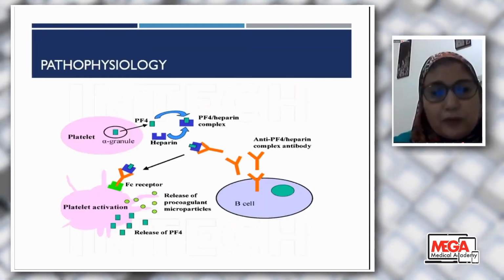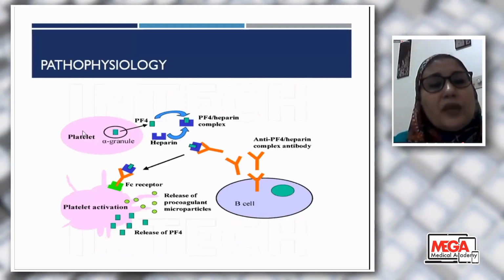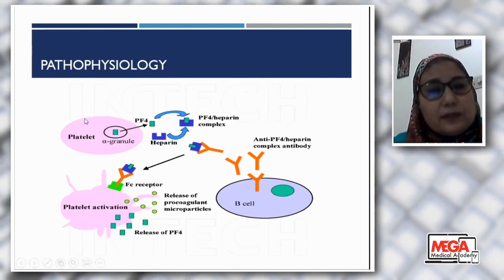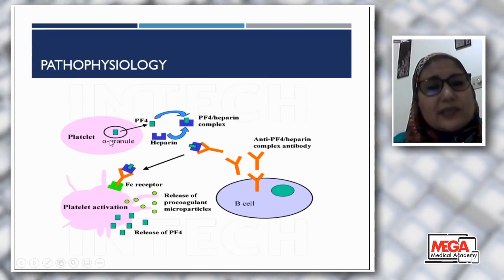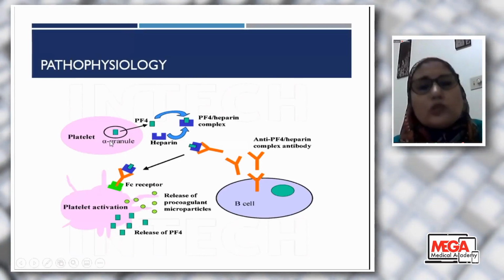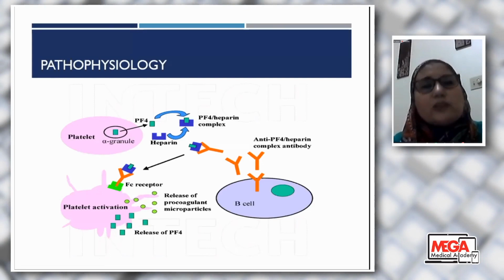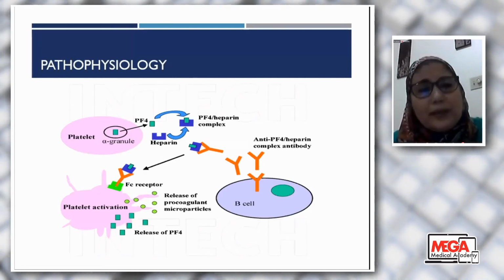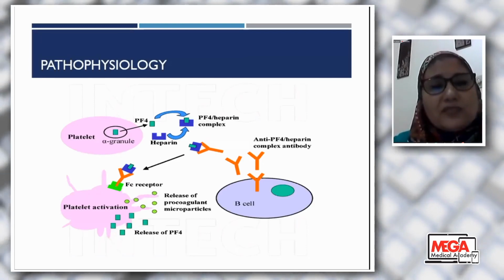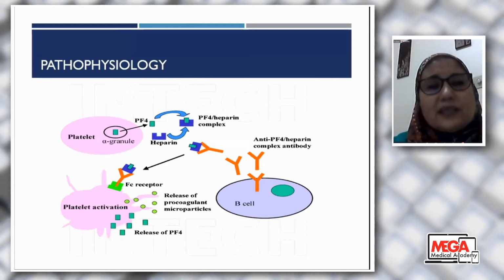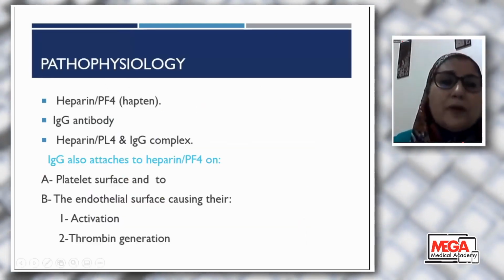This is the part of physiology. Here's the platelet. It's oval in shape normally. It contains granules, alpha and dense granules, which contain the factors which, when released, stimulate coagulation. One of these factors is platelet factor 4.